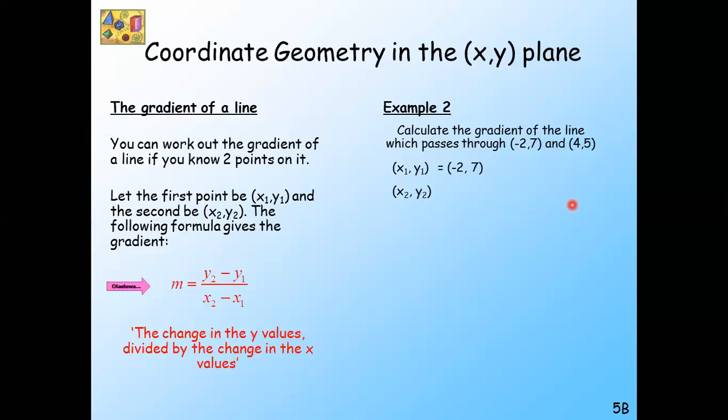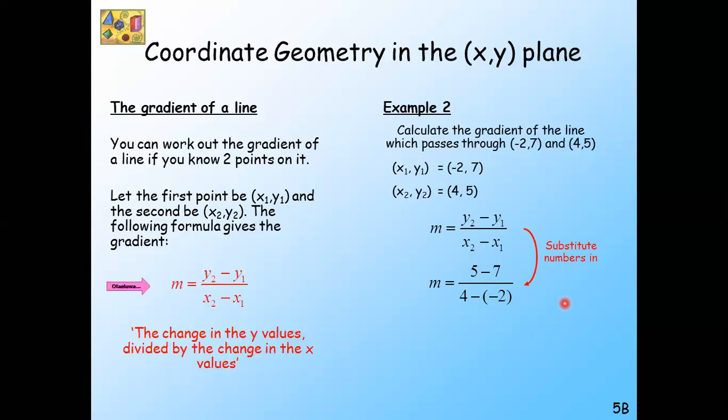Now, the next thing is to recall the formula which says m equals y2 minus y1 over x2 minus x1. Next is to substitute the values into the formula, and then I do the sum. Of course, that will be very easy, just like the first one. Take note of your negative signs. So we have 5 minus 7 and 4 minus 2.